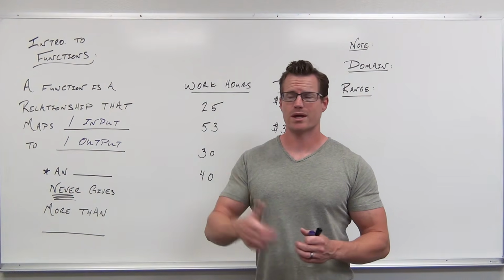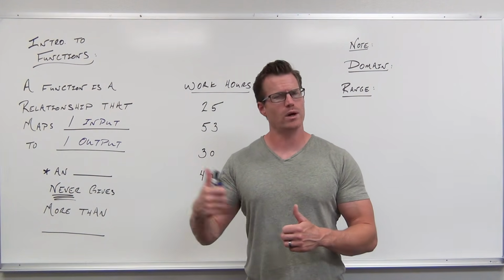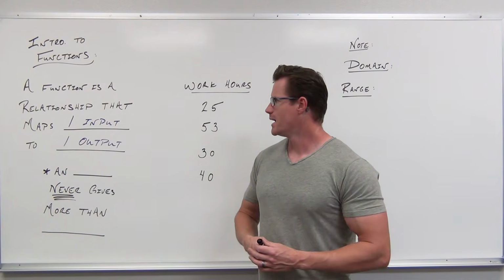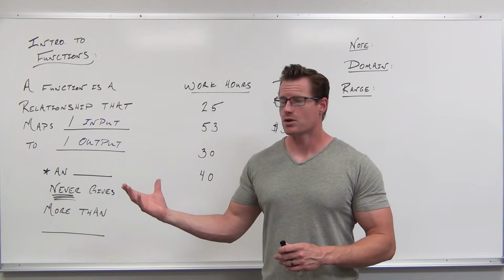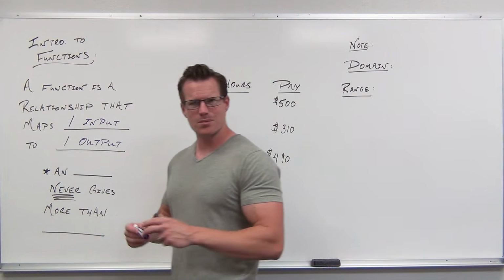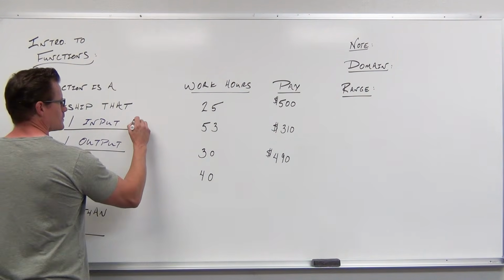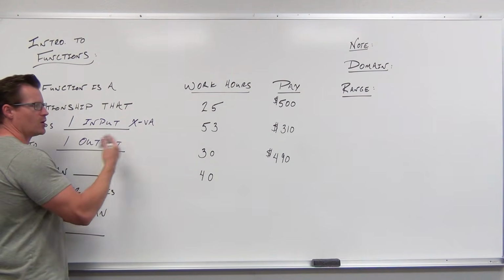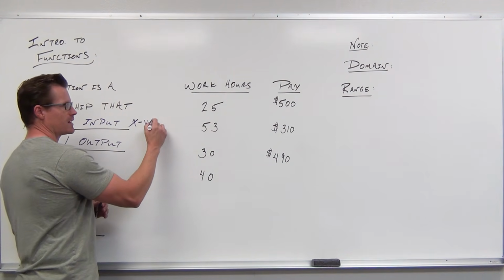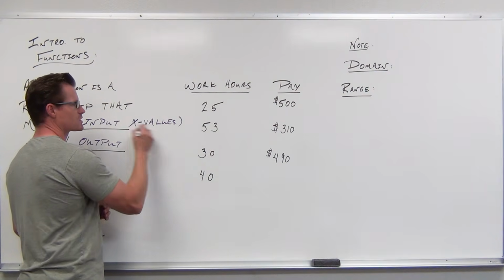So what we've learned right now is that a function is a very basic relationship. It takes one input in and gives you one output out. Our inputs are almost always x values. They can be different, but typically x's, while our outputs are y values or f of x values. And we'll talk about that notation in just a bit.